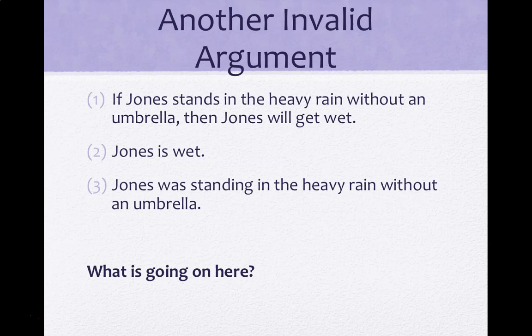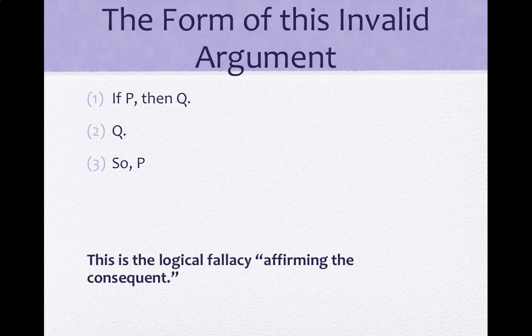If Jones stands in the heavy rain without an umbrella, then Jones will get wet. Jones is wet, but notice that there could be a whole bunch of different reasons why Jones is wet that have nothing to do with standing in a heavy rain without an umbrella. Okay. So again, the form of this invalid argument: if P then Q; Q, so P. This is an argument that doesn't work. It's a logical fallacy called affirming the consequent, and it's something to watch out for in your reasoning, something that I think we can all fall into pretty easily.